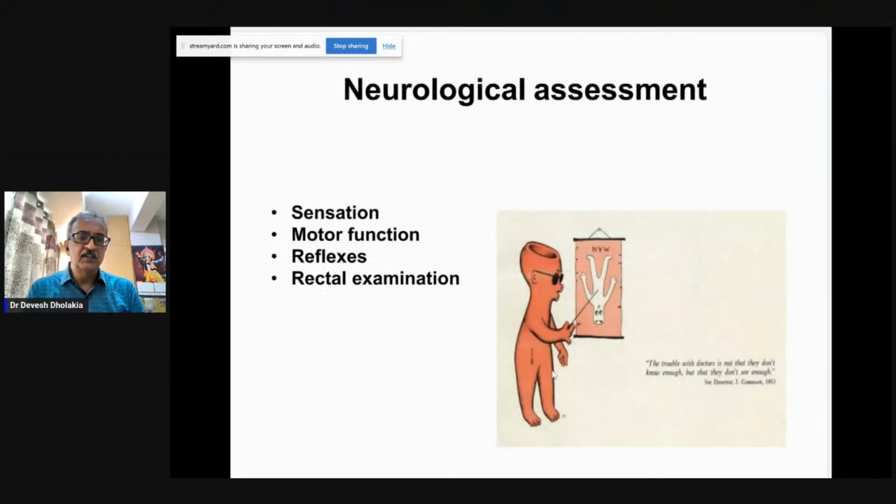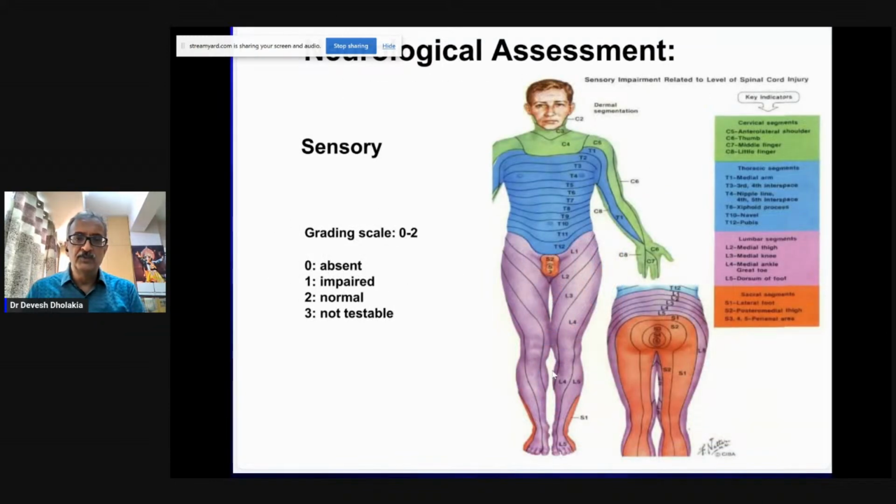Neurological assessment is by sensory, motor, reflexes, and very important is rectal examination, especially in cases of spinal trauma. For sensory, 0 is no sensation, 2 is normal, and 1 is impaired. This is done by dermatomal patterns. A dermatome is the area supplied by a single spinal nerve. So you have to remember this dermatome pattern to roughly guide us with the level of the spinal injury. Important to remember is S2, 3, 4 around the perianal region. That's where sometimes sacral sparing occurs, which we will come to a little later.